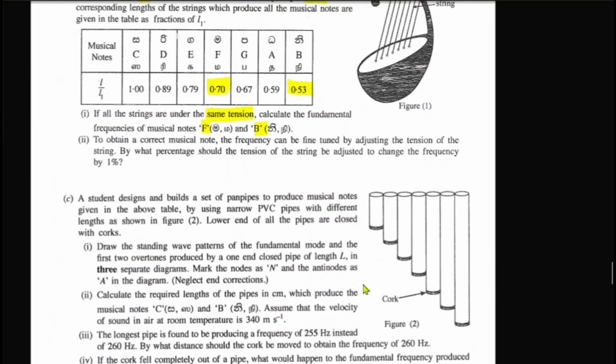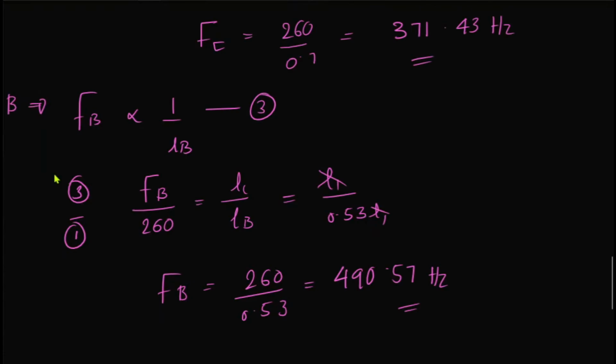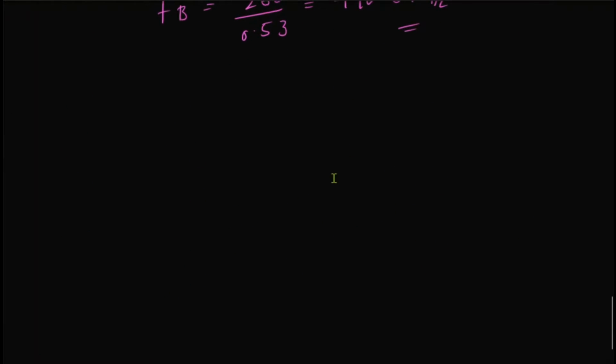So what it says is, to obtain a correct musical note, the frequency can be fine-tuned by adjusting the tension of the string. By what percentage should the tension of the string be adjusted to change this frequency by 1%? So what is the relationship between the tension and the frequency? It's F is directly proportional to root T.